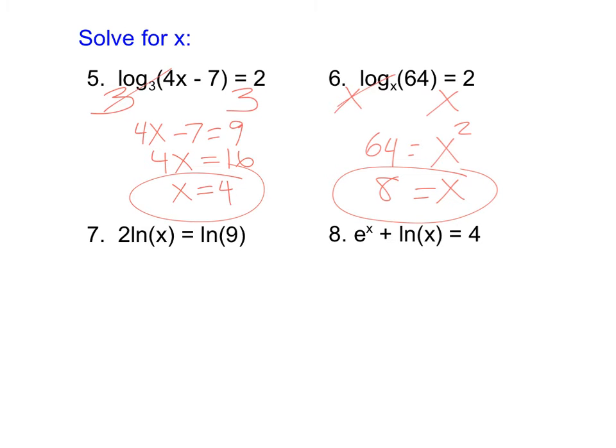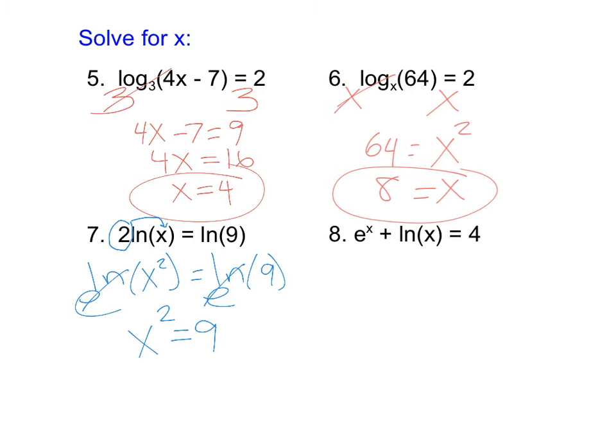All right, this one. So this is using one of our log rules. So remember, what can we do with that 2? That can become an exponent. So ln of x squared equals ln of 9. e both sides. x squared equals 9, so x equals 3. Again, you can't have a negative.